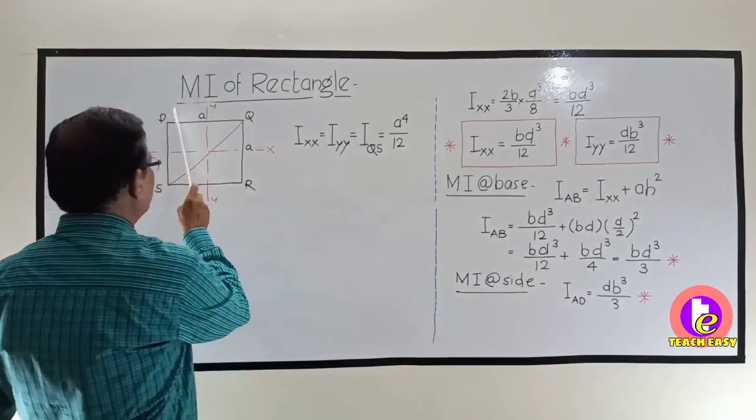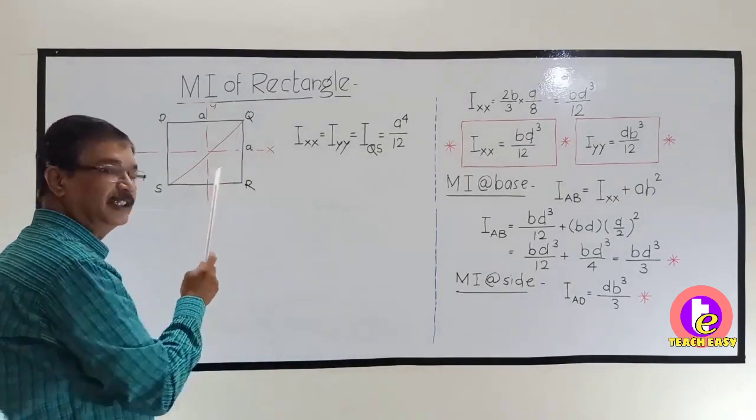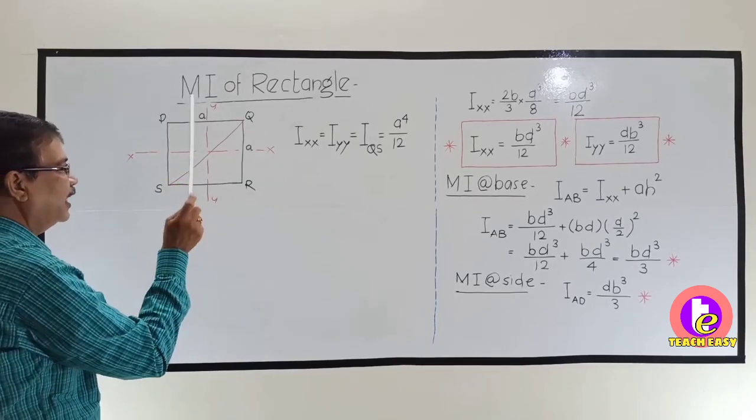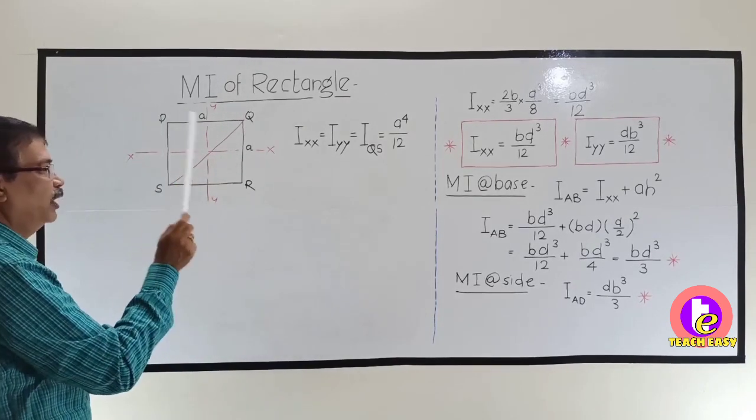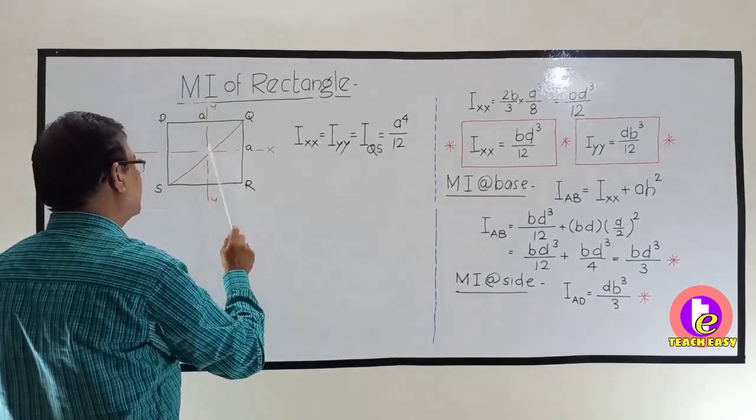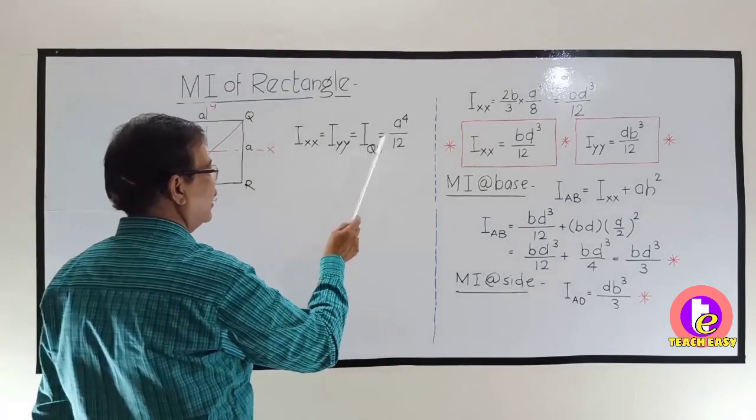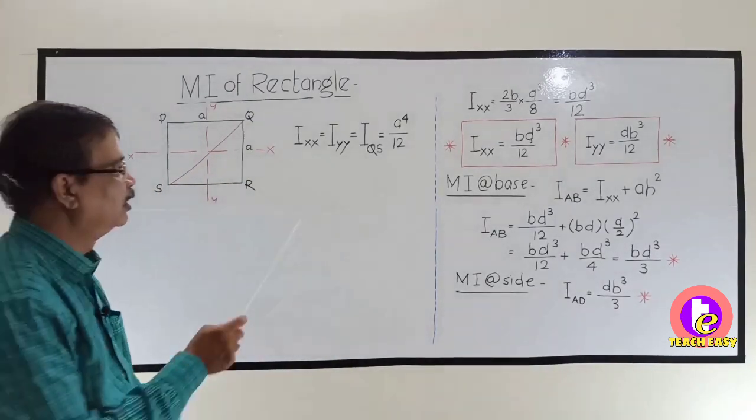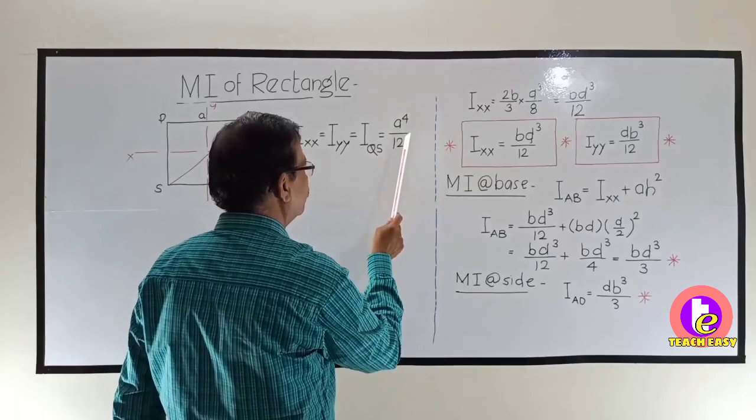Now, we know that PQRS is a square which is subcase of rectangle in which B and D are equal, that is A, and for this square lamina, Ixx and Iyy are same. Not only that, IQS, that is diagonal, is also same. BD cube, B is also A, D is also A, so A into A cube, that is A raised to 4 by 12.